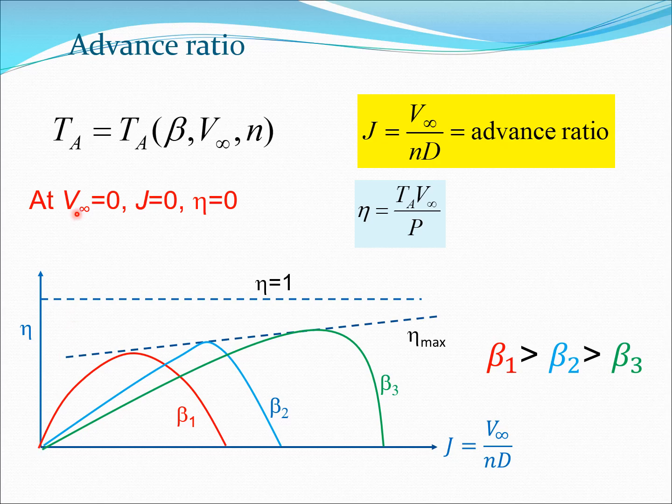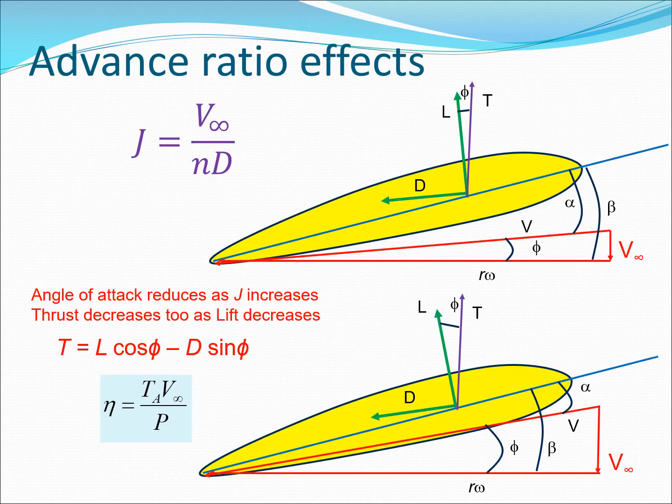The reason is very simple. You can clearly see that when V infinity is 0, J becomes 0. So that part is 0 here. And also eta is T V infinity by P, so eta is also going through 0. So all these curves essentially go through the 0 point. So when J is 0, eta is 0. Now we are going to look at the other parts of the curve and why they are so.